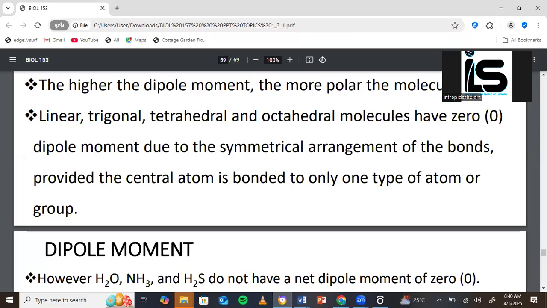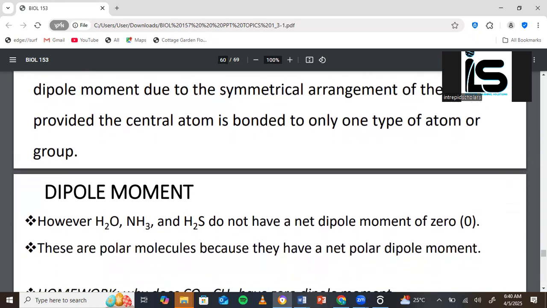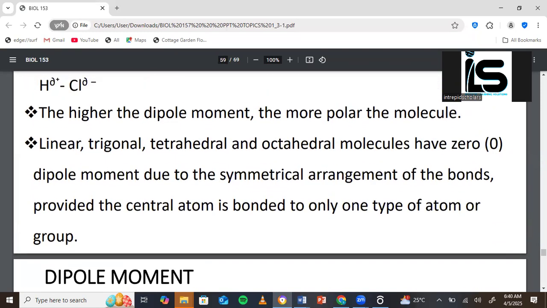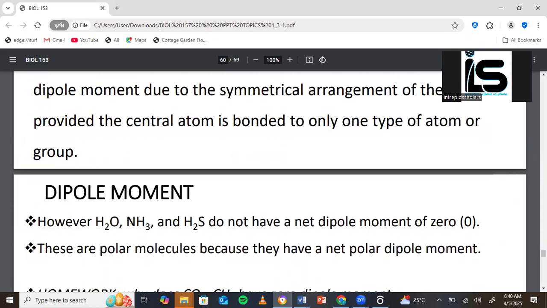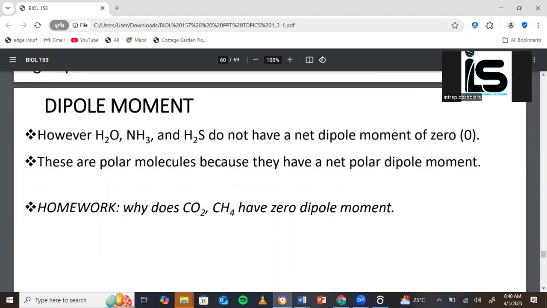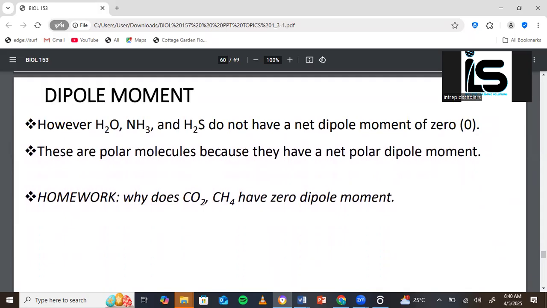Now, we are saying that linear, trigonal, tetrahedral, and octahedral molecules have zero dipole moment due to symmetrical arrangement of bonds. I've already talked about that, right? So for example, the carbon tetrachloride that I used has a tetrahedral shape. The carbon dioxide had a linear shape, and you see that it didn't have any polarity because they cancel out.